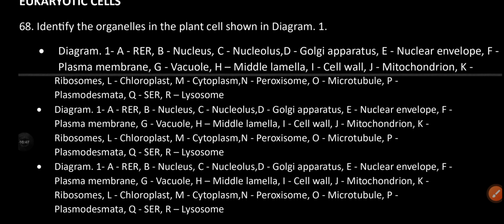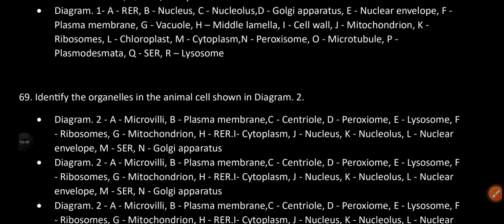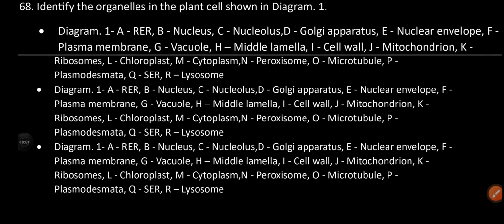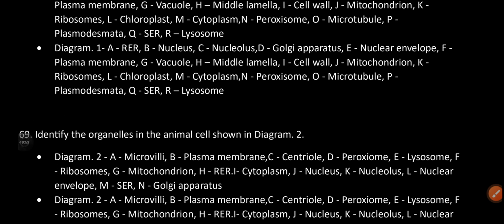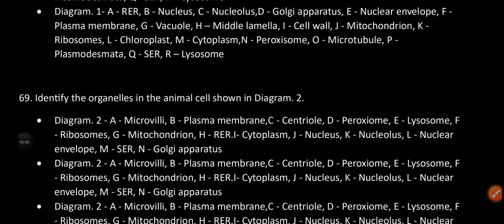Identify the organelles in the plant cell shown in diagram 1. A rough endoplasmic reticulum, B nucleus, C nucleolus, D Golgi apparatus, E nuclear envelope, F plasma membrane, G vacuole, H middle lamellae, I cell wall, J mitochondria, K ribosomes, L chloroplast, M cytoplasm, N peroxisome, O microtubule, P plasmodesmata, Q smooth endoplasmic reticulum, R lysosome.